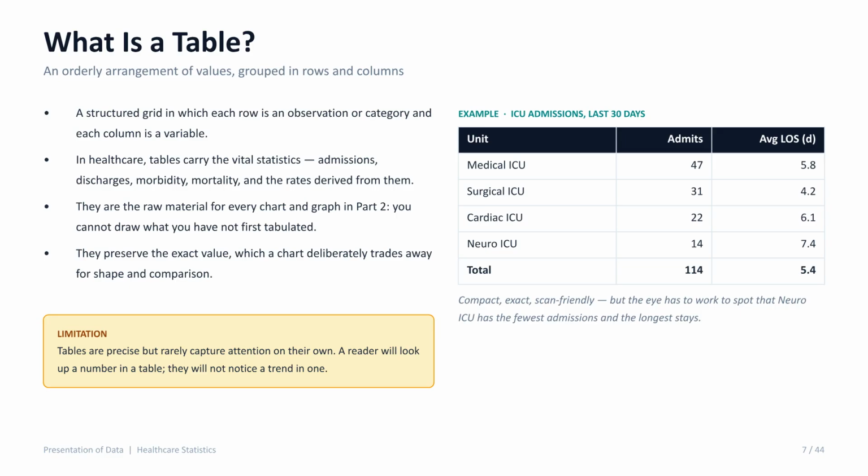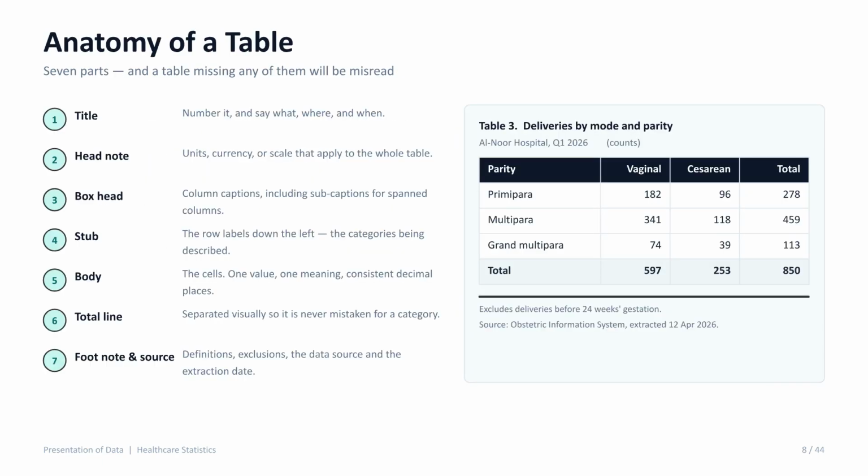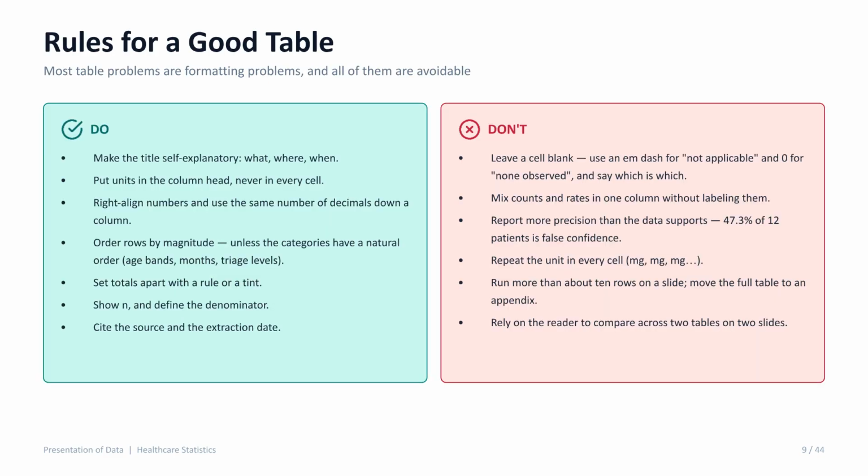While they are precise and excellent for reference, they are less effective than charts at capturing attention or revealing trends. A complete table consists of 7 parts: title, headnote, box head, stub, body, total line, and the footnote with the source. Omitting any of these can lead to misinterpretation of your data. When building a table, ensure your title is descriptive, align numbers to the right, and use consistent decimal places. Avoid mixing units in the same column, and always use specific symbols for empty cells.